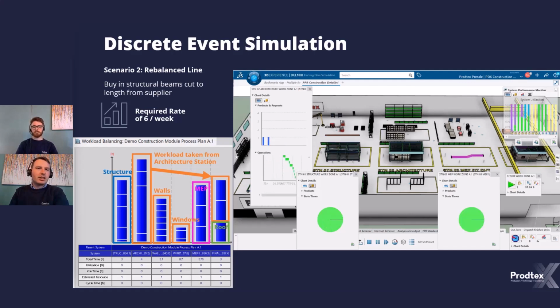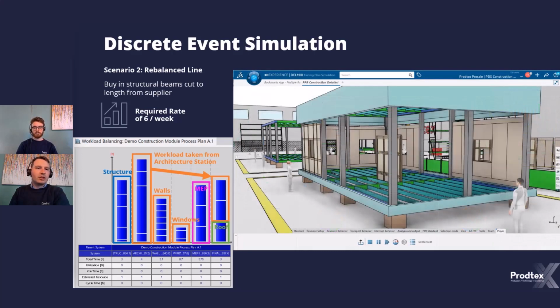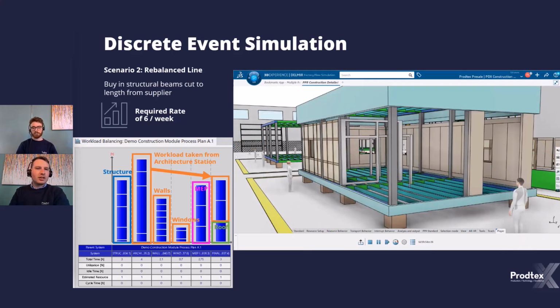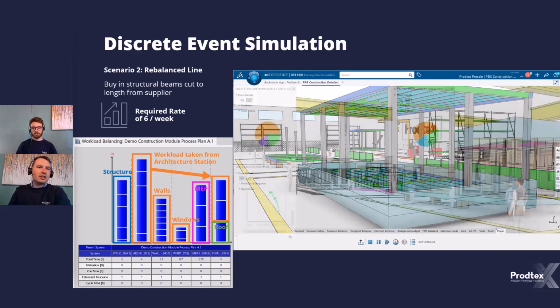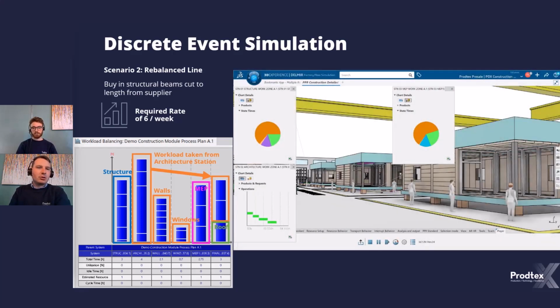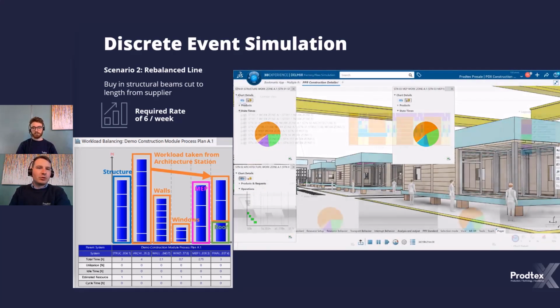And so now the way it flows is that only the walls and windows will be fitted at the architecture station, like we can see here, and this eliminates the need for working at height and improves on ergonomics.